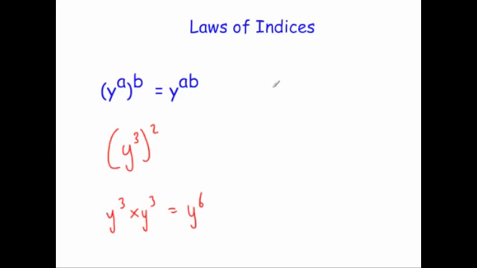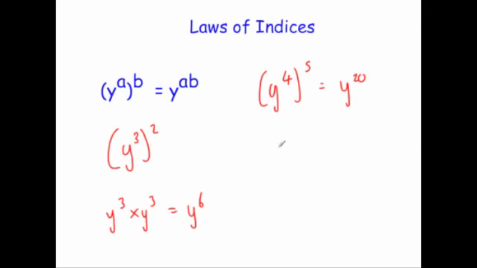So if you had something like this, y to the power of 4, all to the power of 5, then that would be y to the power of 20. So you times the powers together. The reason is you could write y to the power of 4 out 5 times and times them together and add the powers together, and then you'd get 20.